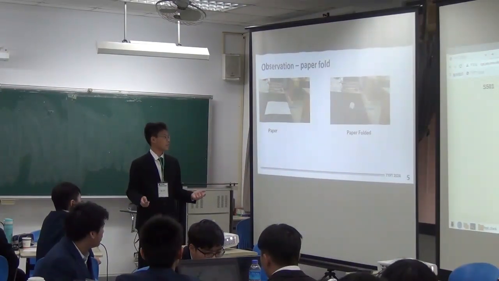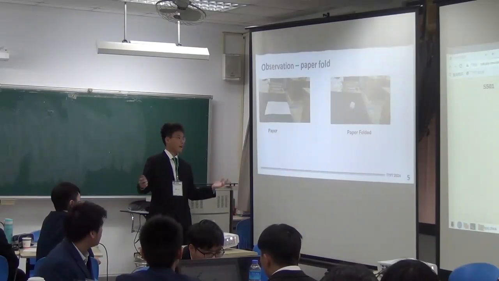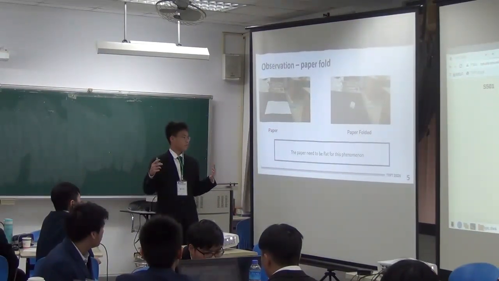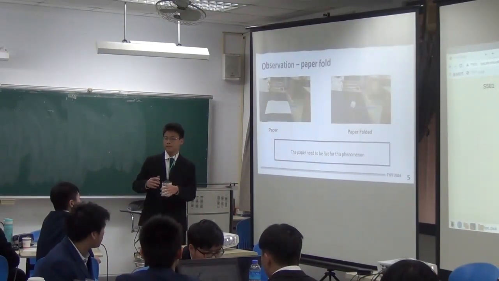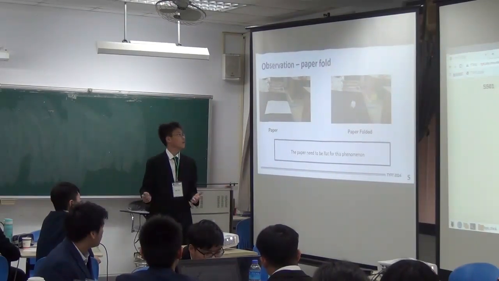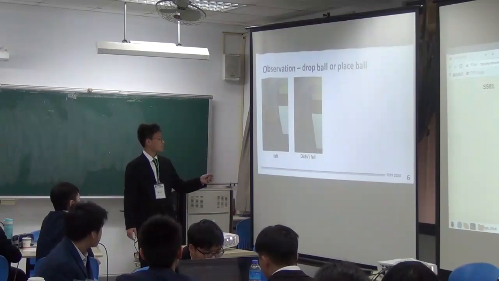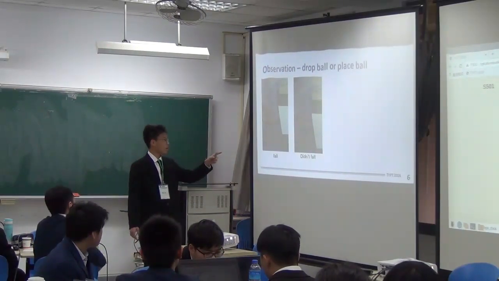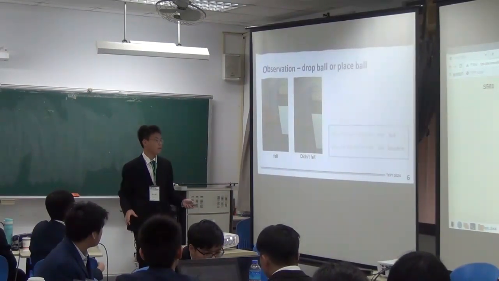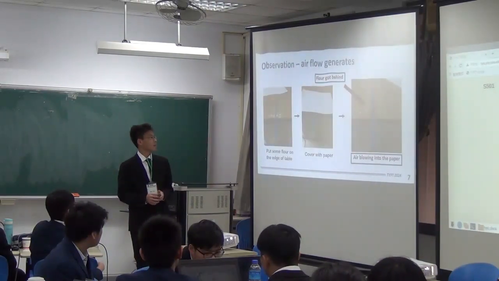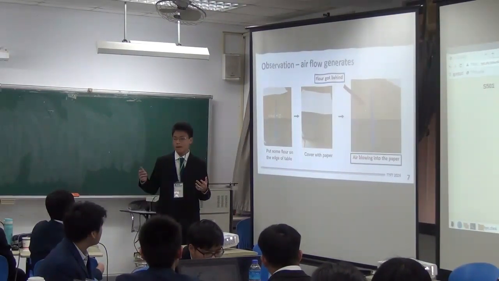Then here's the next observation. I fold the paper up or lay it flat, and from the observation, we know that the paper needs to be flat for this phenomenon to happen. My next observation is drop ball or place ball. As you can see, if I drop the ball, it won't fall, but if I place it on the ruler, it will fall. My final observation is about how the airflow generates.